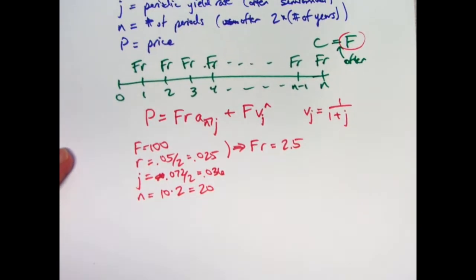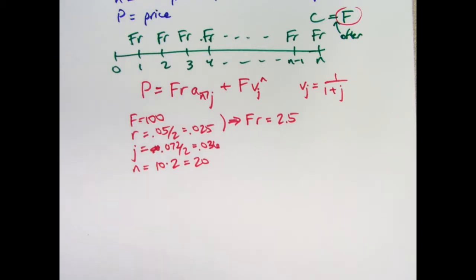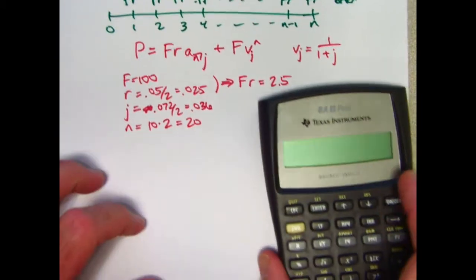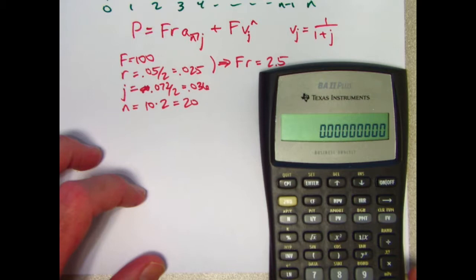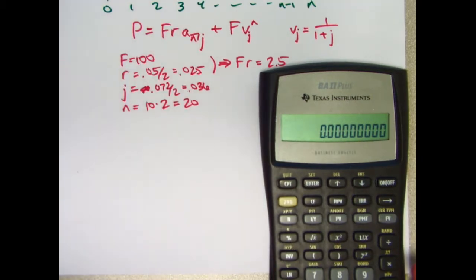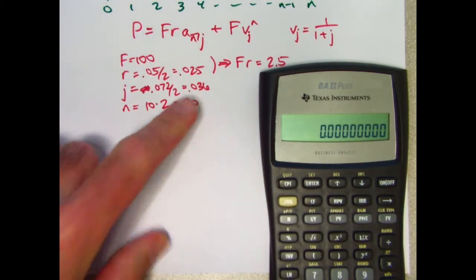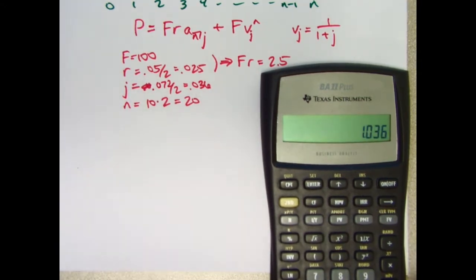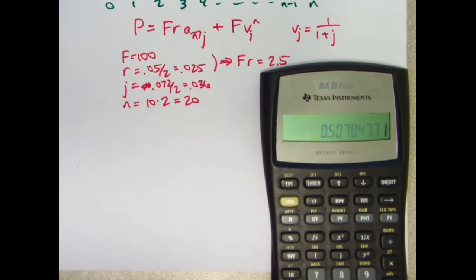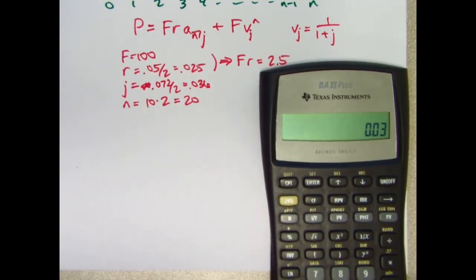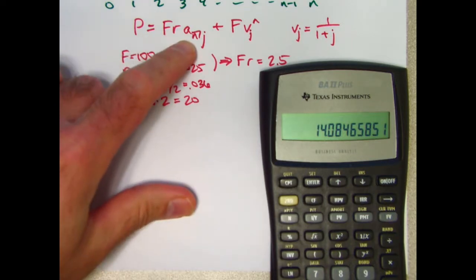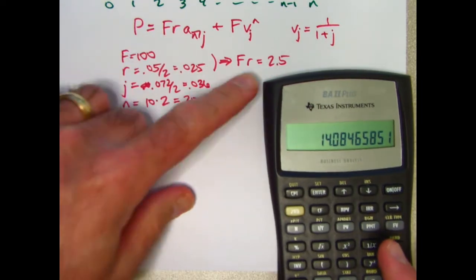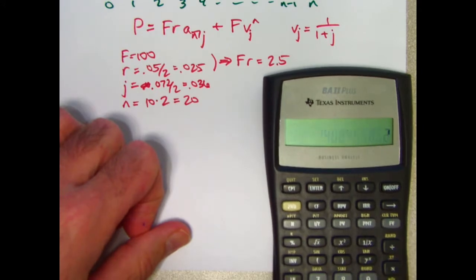All right, so these are the numbers we need to use in this formula. Let's start by calculating a angle n. Get your calculator out and do this with me. Again, using the memorized formula for a angle n, I use J of 0.036. I add 1 to it to get 1.036. Take the reciprocal to get V. I need to raise that to the 20th power. Subtract from 1, divide by J, divide by 0.036. a angle n is about 14.08. Multiply that by F times R, which we already know is 2.5.